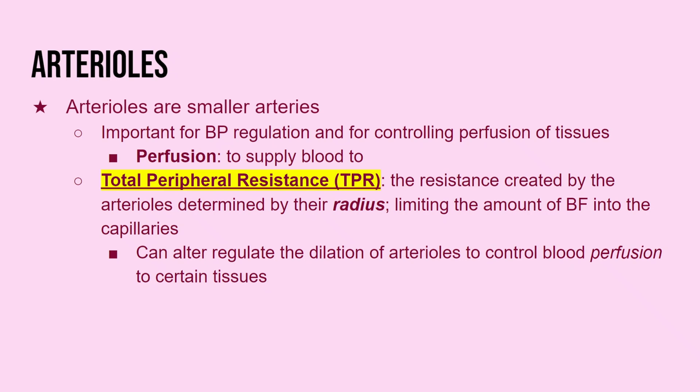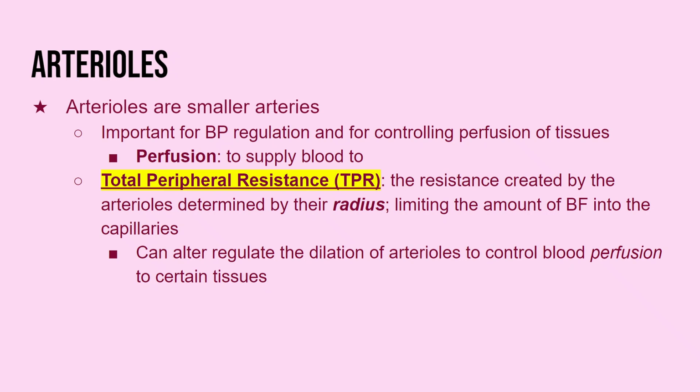Moving on to arterioles. Arterioles are just smaller arteries that our arteries branch off into. These are really important for regulating overall blood pressure and for controlling perfusion of the tissues. And perfusion just means to supply blood to.